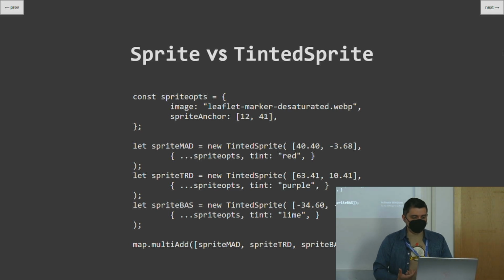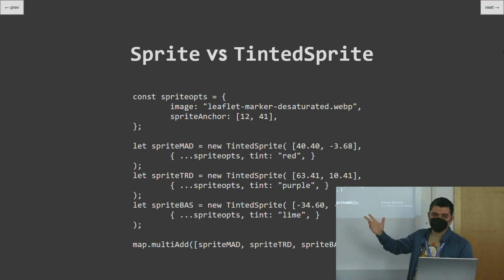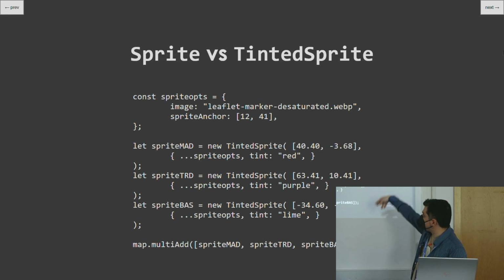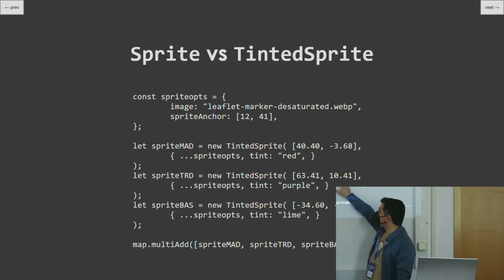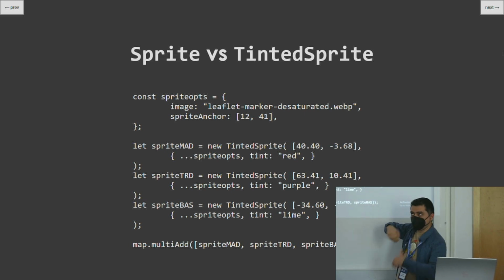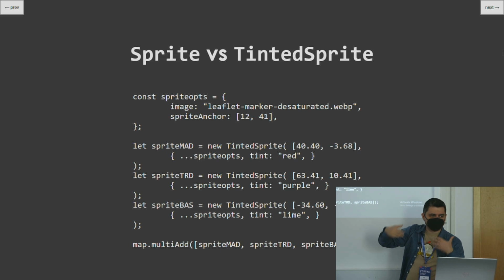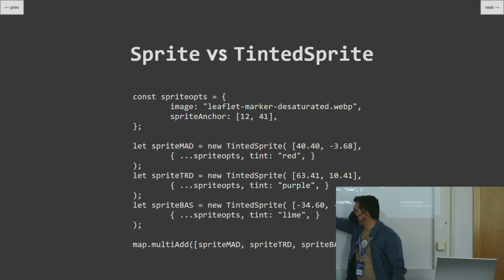How you use it in JavaScript is like this. And this, if you have worked with Leaflet, this will feel familiar for JavaScript. You just instantiate the object with a tint, color, as a CSS color string, or an array of numbers, or a hex color, or whatever you want, and then you multi-add the sprites.